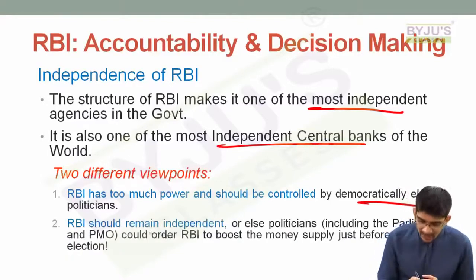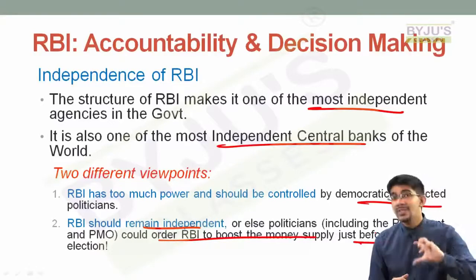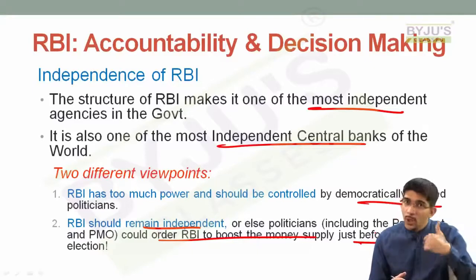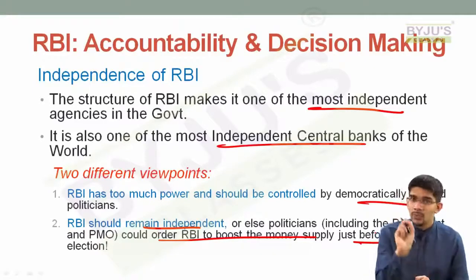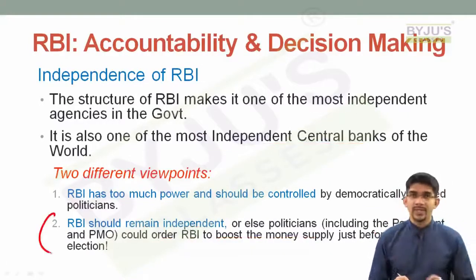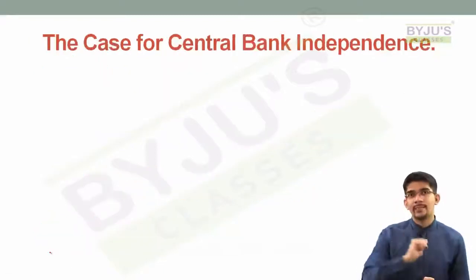Another viewpoint is that RBI should remain independent, or else politicians, including the parliament and the prime minister's office, could order the RBI to boost money supply, increase credit, etc., just before an election, for example. So the government could misuse monetary policy for its own purposes. Because of that, RBI has to remain a separate institution. That is another viewpoint. So first, we are going to examine the second viewpoint, that RBI should be independent. So what is the case for central bank independence?